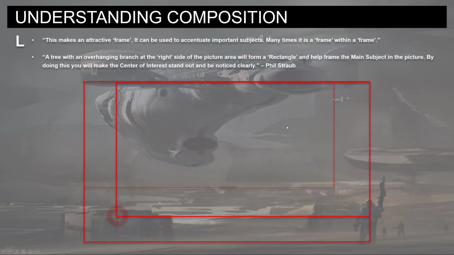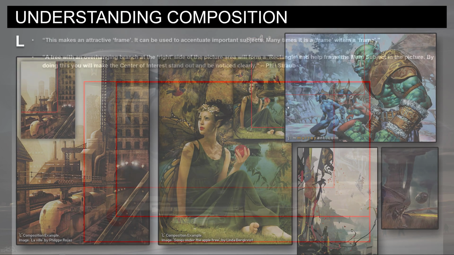So the next composition type that we'll take a look at is the L composition. This makes an attractive frame. It can be used to accentuate important subjects. Many times it's a frame within a frame. A tree with an overhanging branch at the right side of the picture area will form a rectangle and help frame the main subject in the picture. By doing this, you will make the center of interest stand out and be noticed clearly.